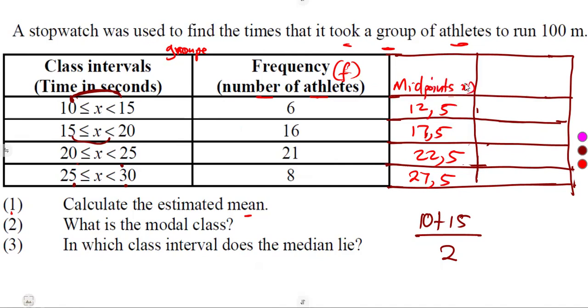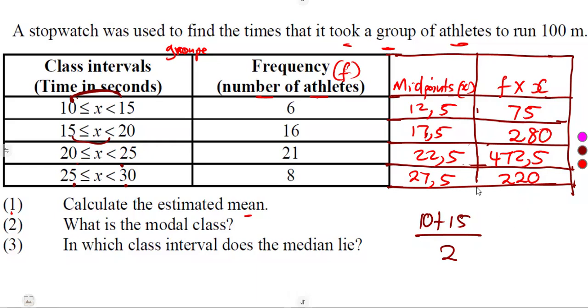Okay, the X values. Then frequency times our midpoints. All right, so then we're going to multiply 6 by 12.5. You have the product, that's 75. 16 and 17.5, which is 280. 21 and 22.5, which is 472.5. 8 and 27.5, which is 220.